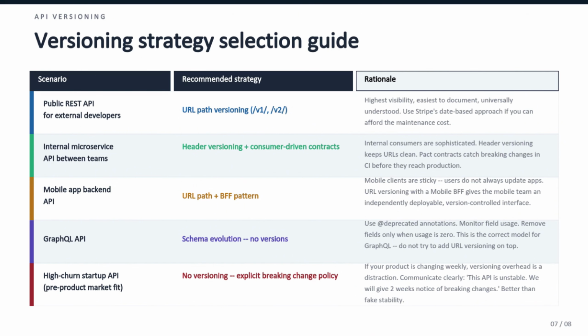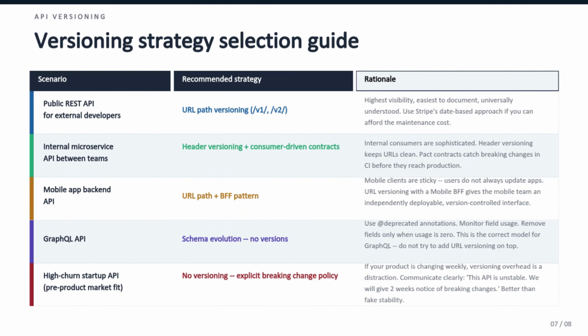Alright, so now let me make all of this very practical because honestly, versioning strategy is not something where one solution fits every company. The correct choice depends on your consumers, your product speed, your engineering maturity, and honestly, how much maintenance pain your team can handle long term. So let's go through 5 real-world scenarios and what I would recommend in each case.